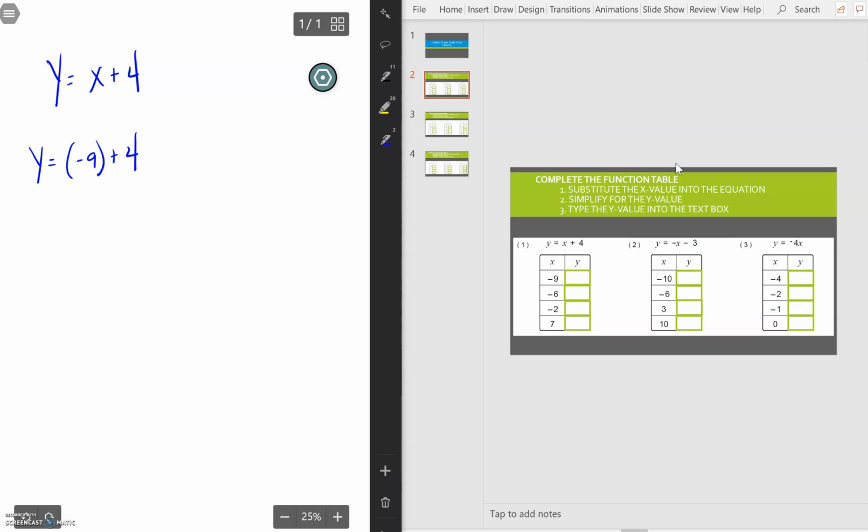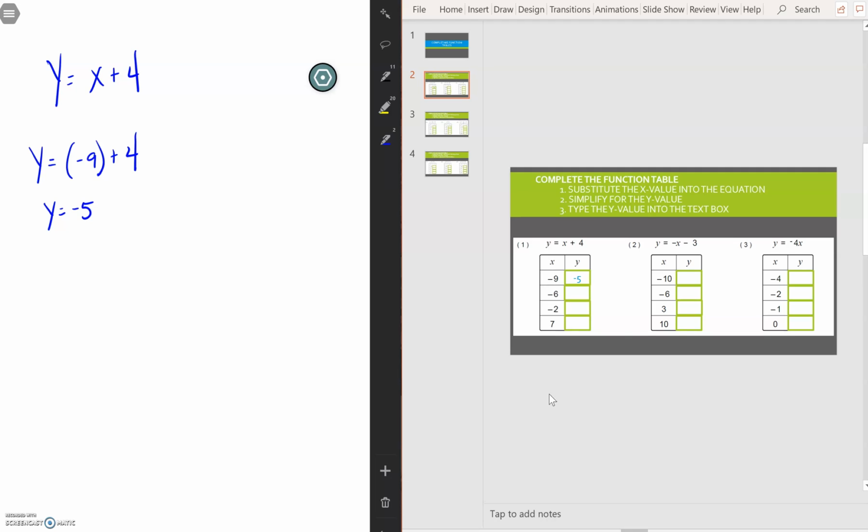Okay, so notice that nothing changed. The only thing that's different is now we have a number in for x instead of the letter. So we can simply simplify this, and -9 plus 4 would be -5. So our y value would be -5. So you're going to go to your PowerPoint, you're going to type -5 in. Notice it's already formatted for you. I didn't have to do anything. I just had to click on the box and type.